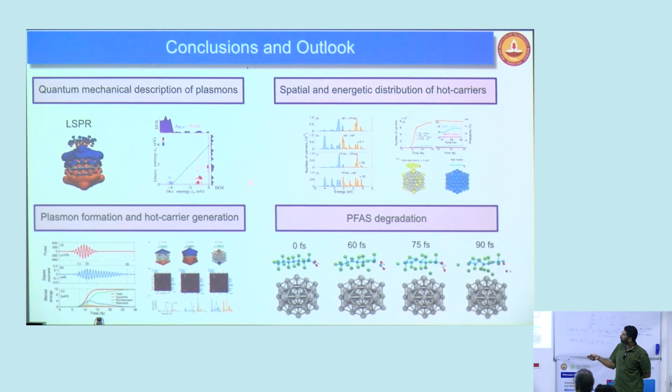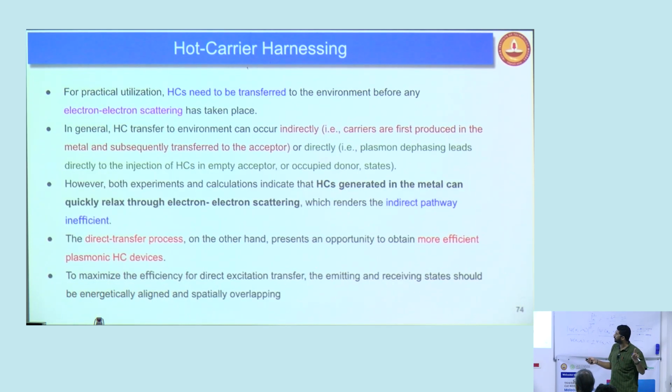We have proven quantum mechanically the existence of the plasmon, and I have shown partially the spatial as well as the energetic distribution, hot carrier generation, and finally the PFAS degradation. I wanted to take one more minute. In general, for practical utilization, hot carriers need to be transferred to the environment before electron-electron scattering takes place. As I said, if they are sitting within the nanoparticle, it is not good. You have to try to push them towards the molecule. This can occur indirectly or directly, as I have mentioned.